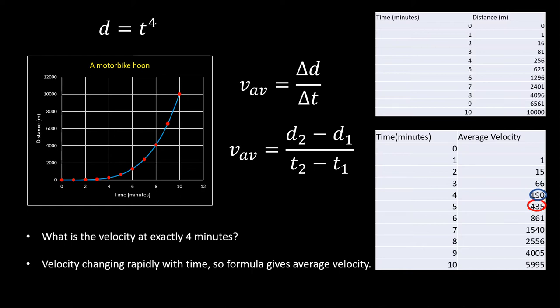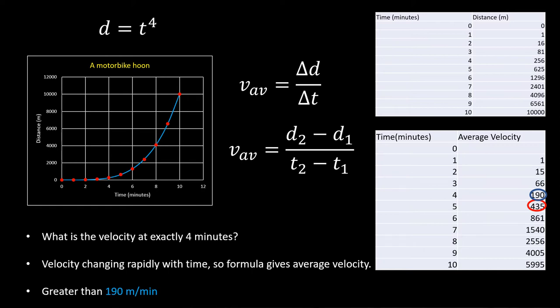Now, because the velocity is continuously increasing, we know that the true instantaneous velocity of the bike at 4 minutes must be greater than 190 meters per minute, as the average velocity was calculated by taking the distance traveled over the 3rd to 4th minute.